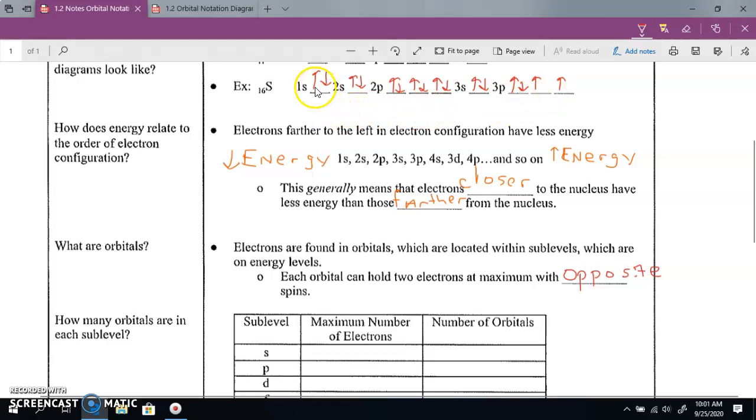Also in this type of diagram, the arrows represent the electrons, and the direction of the arrow means the direction that the electron will spin around its axis. If it's an up-pointing electron, it's spinning one direction, and if it's a down-pointing electron, it's spinning exactly the opposite direction. So again, electrons are found in orbitals, orbitals are located in sublevels, sublevels are located on energy levels, and each orbital can hold at most 2 electrons that have opposite spins. The spins are represented with the directions of the arrows.